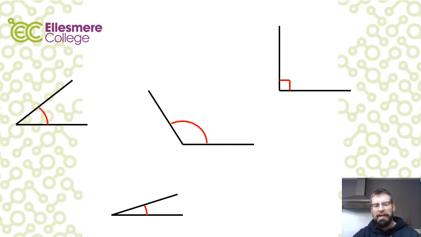Okay, let's see if we got that correct then. So the smallest angle is this one at the bottom, that's number 1. The next biggest one is on the left. And then on the top right, we've got the right angle in at number 3. Again, that will be 90 degrees. And then the last one is number 4, which is the biggest angle. Well done again if you got those correct.